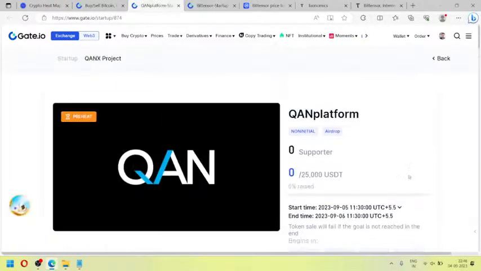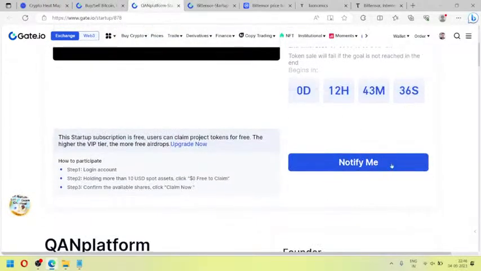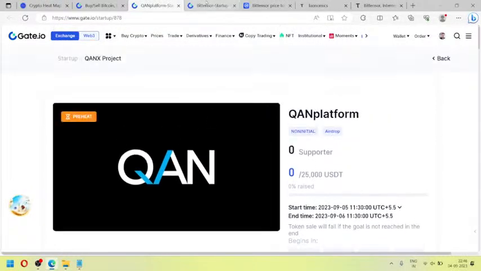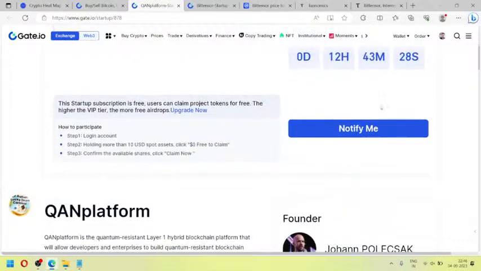Tomorrow, after you log in to Gate.io, open Bittensor. This is Bittensor, and here you get the zero fee claim option. Just open that and click on it, and after that you will receive claim now. Just do this and you will get tokens.